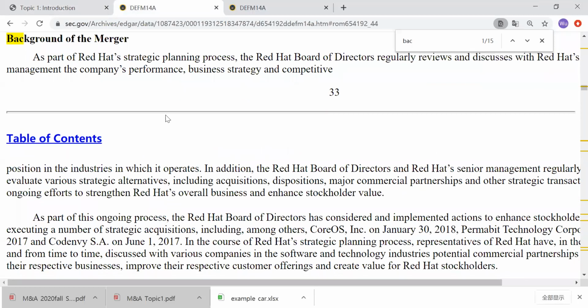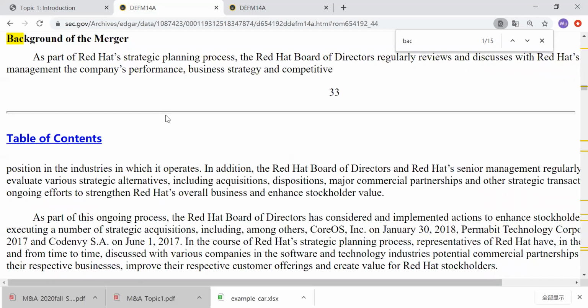This example is the deal between IBM and Red Hat. You can see that you'll be able to tell whether the deal is an auction deal or a one-to-one negotiation from the filings. And what are the filings here? They are the filings that the firms involved in business combinations have to file with the SEC.